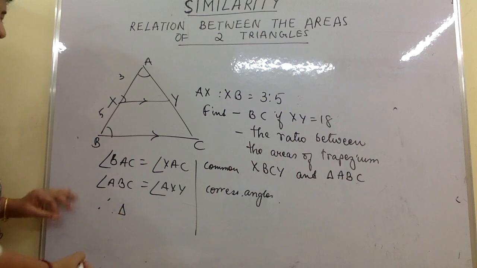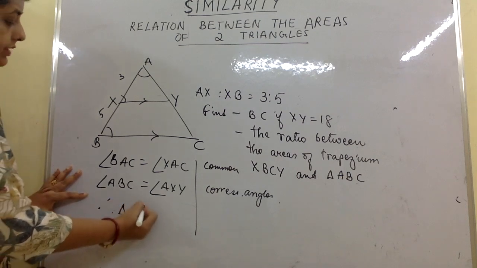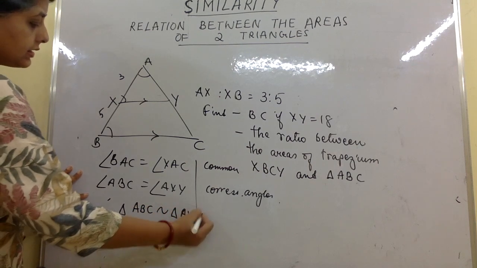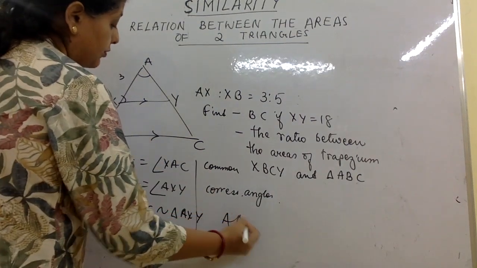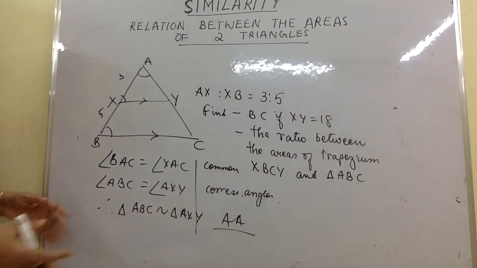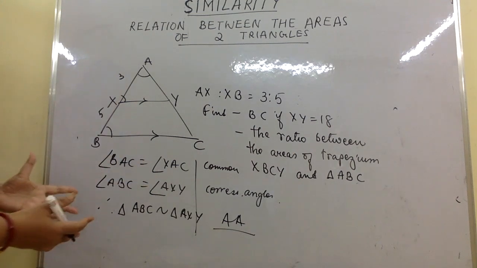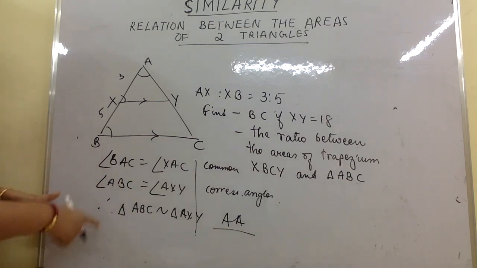Therefore, triangle ABC is similar to triangle AXY. Okay, by which property? By AA property. If you write it, it is more than enough. So first you have to prove this. Without proving this, don't go into the theorem. You will be marked wrong. Also, you will not get the marks that are given for this part of the sum.